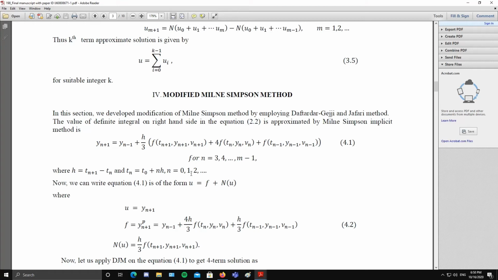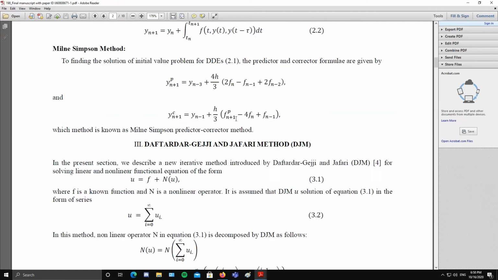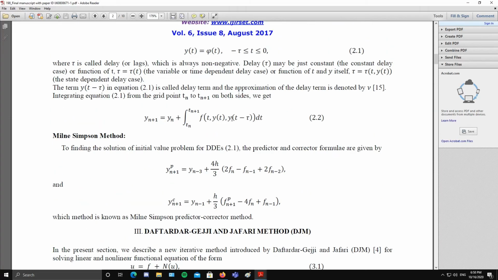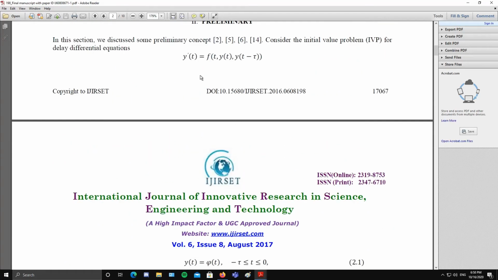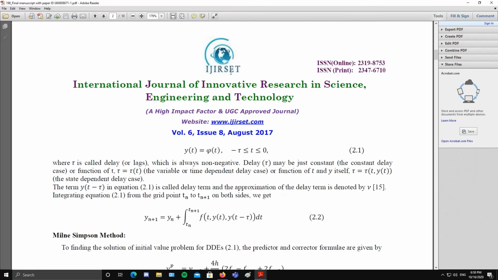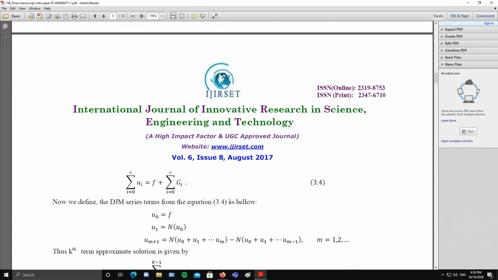The value of the definite integral on the right side of equation 2.2. What is 2.2? It is the solution of the delayed differential equation. We have the IVP of the delayed differential equation whose solution is y(n+1) equals yn plus the integral from tn to t(n+1) of f of t, y of t minus tau.